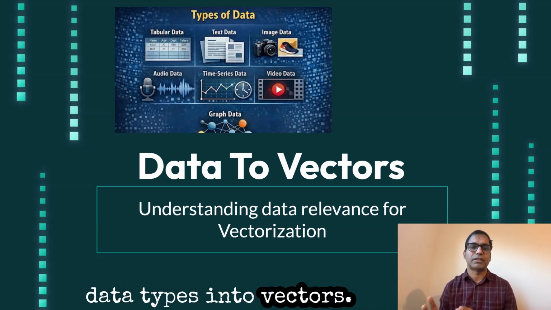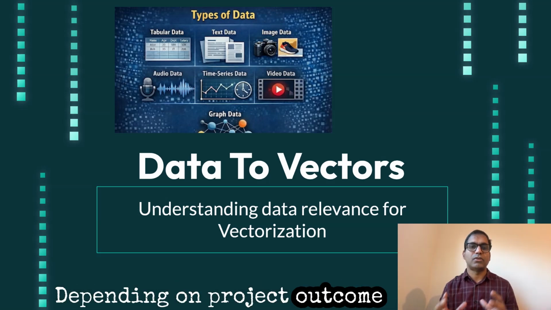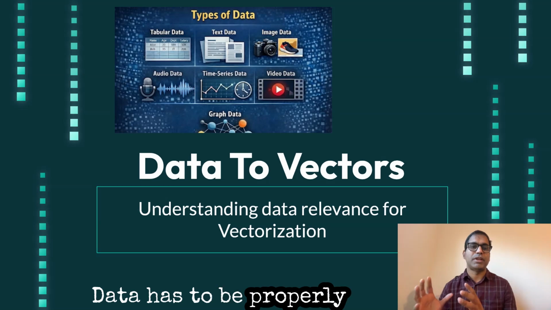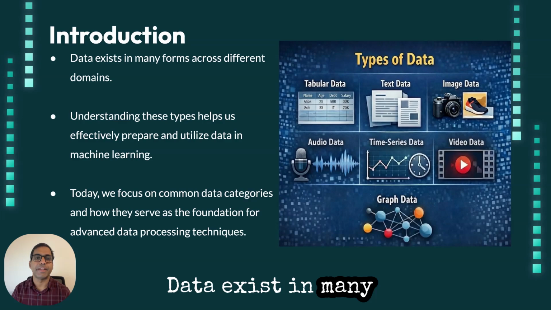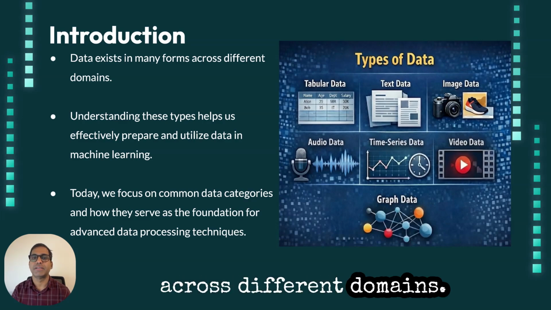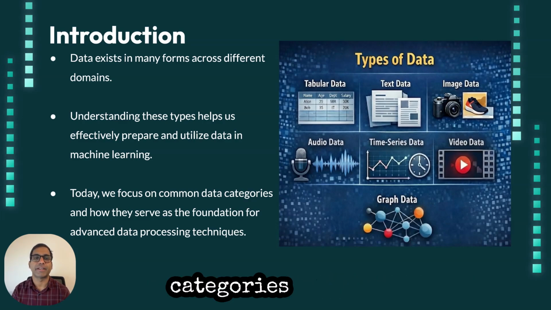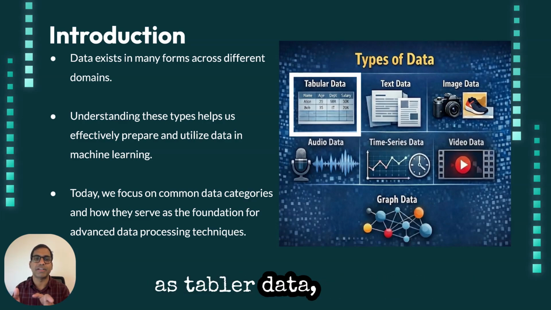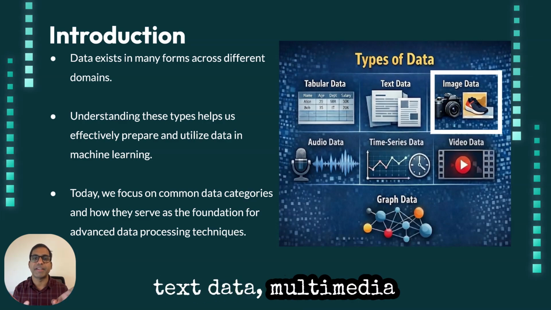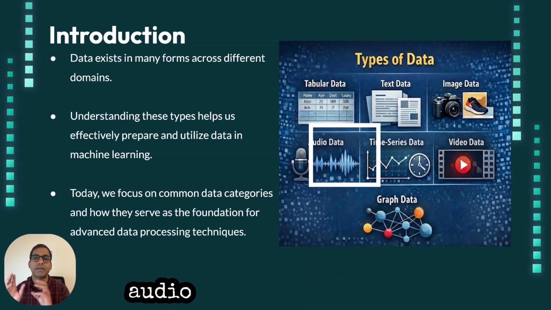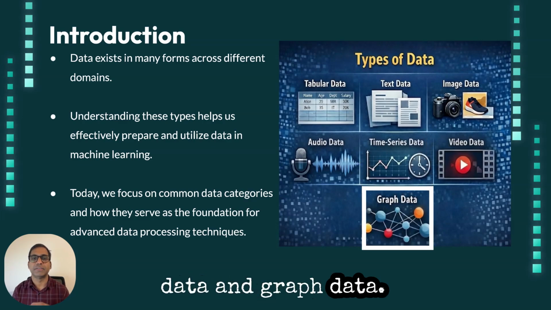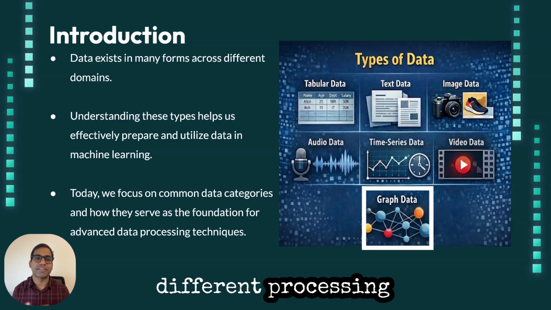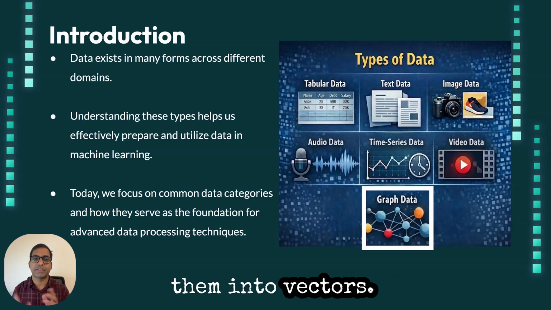This is crucial in any data science project because there are many ways of converting different data types into vectors. Depending on project outcome, data has to be properly converted into data points to represent them into vectors. Data exists in many forms across different domains. Here we focus on 7 popular categories of data such as tabular data, text data, multimedia data, like image data, audio data and video data, also time series data and graph data. These categories have different processing techniques to represent them into vectors.